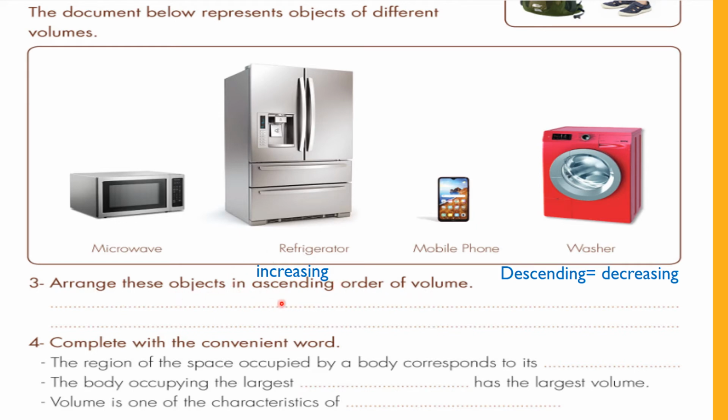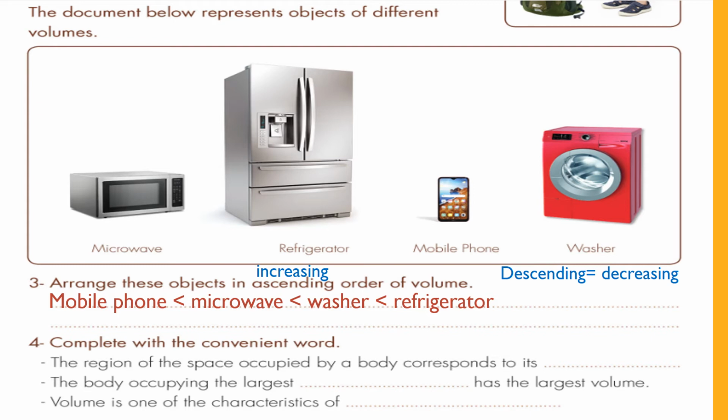And what do we mean by ascending? It means increasing. As increasing and decreasing are opposites, also ascending and descending are opposites. Descending, decreasing, ascending, increasing. And increasing means that we have to write them from least to greatest. We start from the smallest one. Look at the objects. Which one takes less space? It has the least volume. Yes, the mobile phone, then the microwave, then the washer, and at last, the biggest one is the refrigerator.